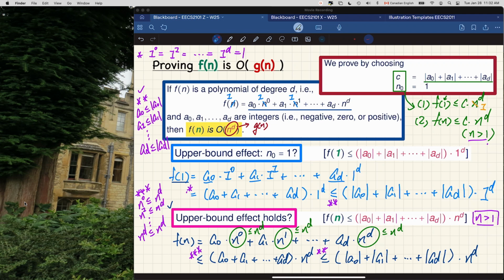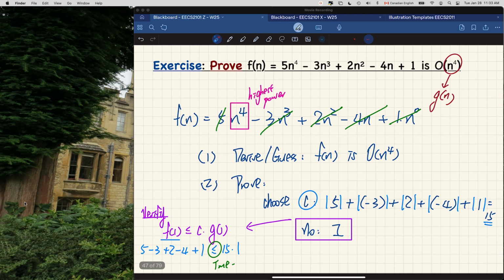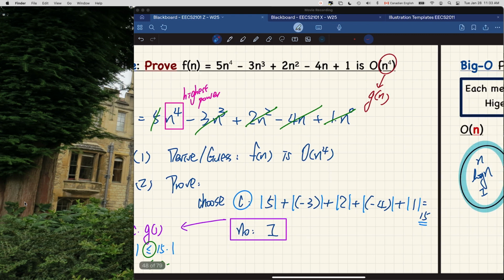But when log is involved, N0 may not be 1. So you always have to verify, right? That's the example we did. Please go over the proof and relearn some insight from there. Simple math, but it does give you good insight. And we did this example by applying the strategy, and don't forget to always verify whether N0 equals 1 is where the upper bound effects will start showing. If it doesn't, you may want to try another value for N0.